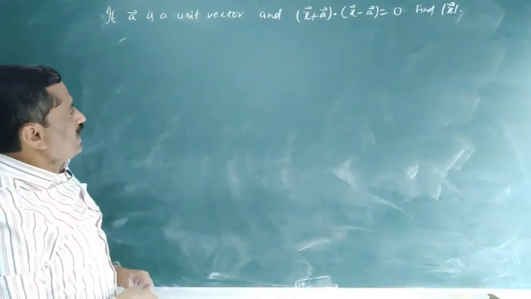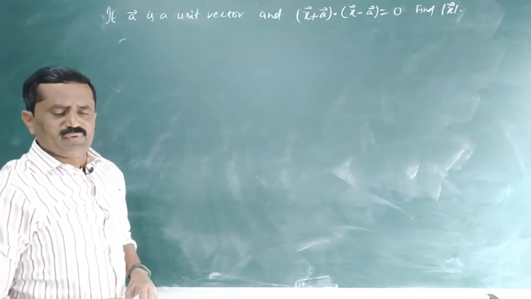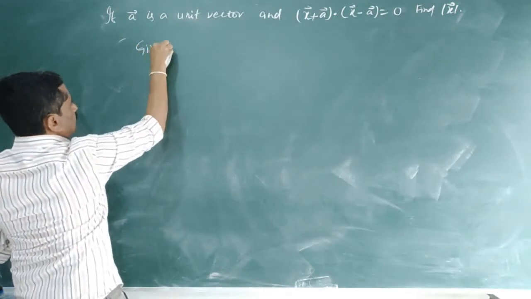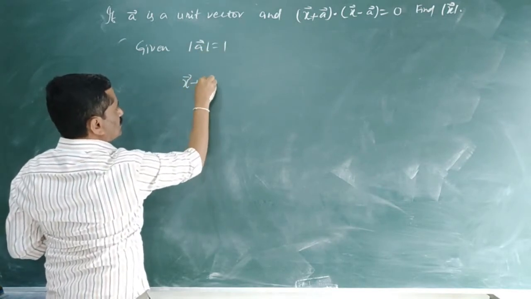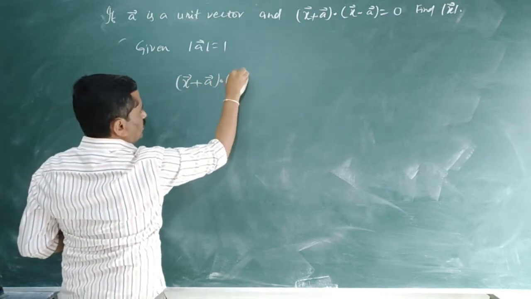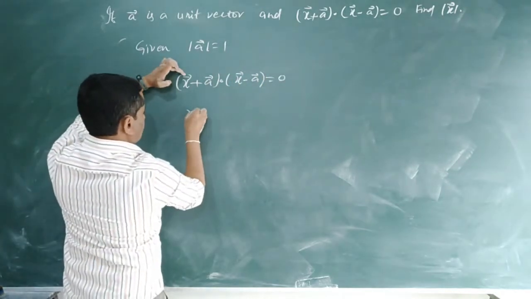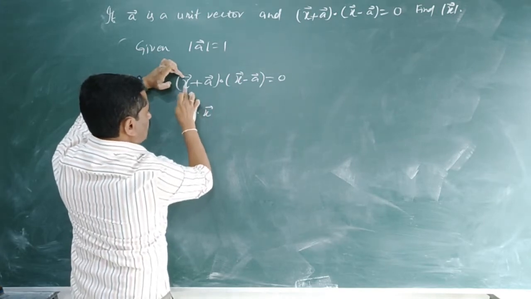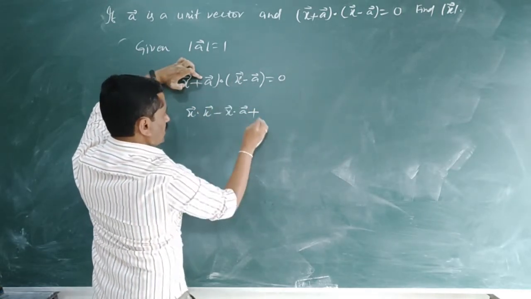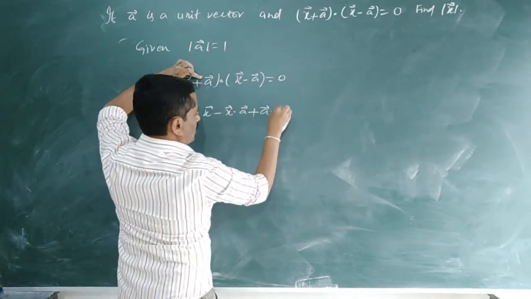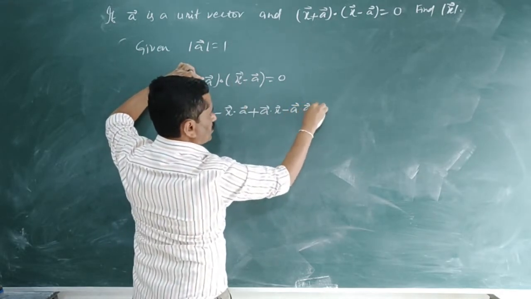Next, if a bar is a unit vector and x bar plus a bar dot x bar minus a bar is equal to 0, then find magnitude of x bar. Similar question. So, given magnitude of a bar is equal to 1, again as given x bar plus a bar dot x bar minus a bar is equal to 0. Again apply dot product, that means x bar dot x bar, again we have minus x bar dot a bar, again plus a bar dot x bar, again plus into minus we have minus a bar dot a bar is equal to 0.